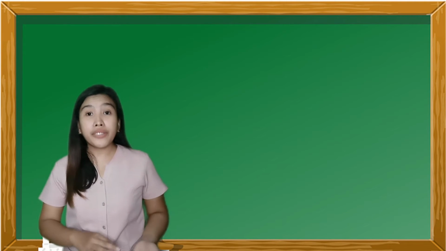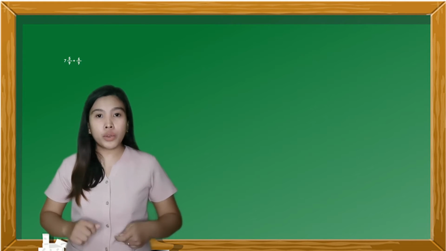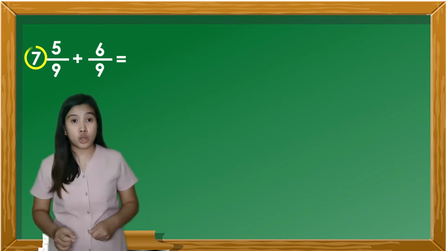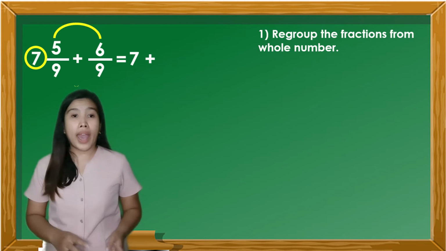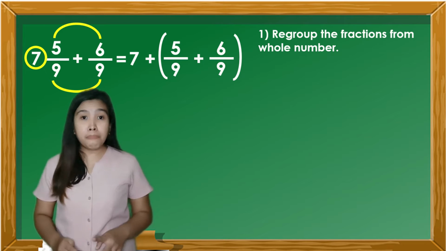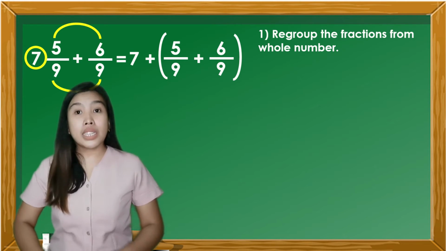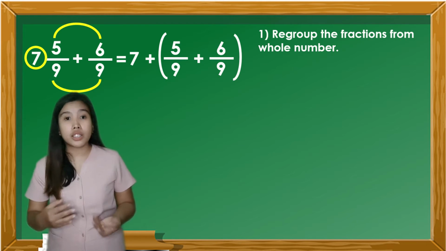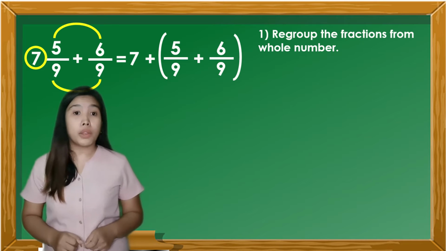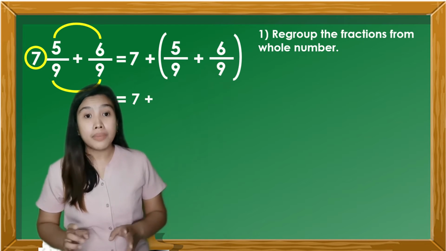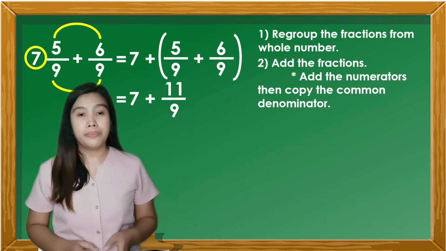Another example is 7 and 5/9 plus 6/9. Okay, so first is to regroup the fractions from the whole number. So let us separate the simple fractions from the whole number. So we have 7 plus the quantity of 5 over 9 plus 6 over 9. Since 5/9 and 6/9 are similar fractions, all you have to do is to add the numerators, then copy the common denominator. So we have 5 plus 6 is 11, and then copy the common denominator, which is 9.